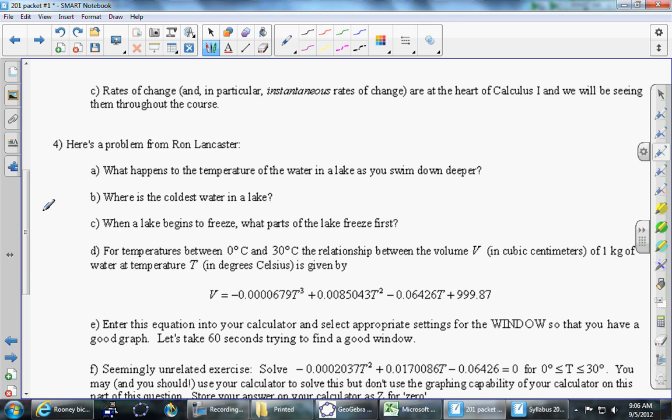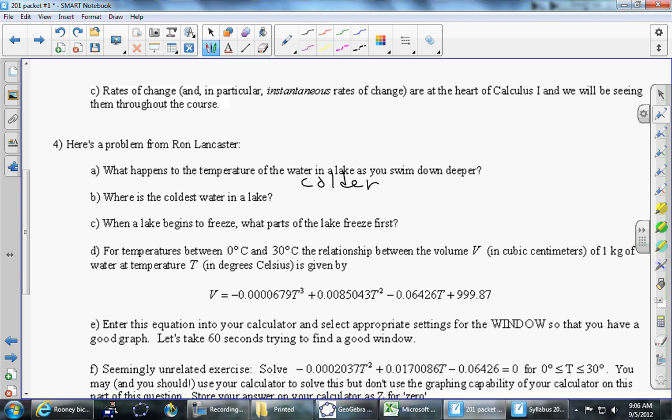Can we go to the next table? The problem with the lake. The temperature of the water in the lake is down. Okay. It gets colder, right? We've all experienced this. Colder water is down there at our feet.